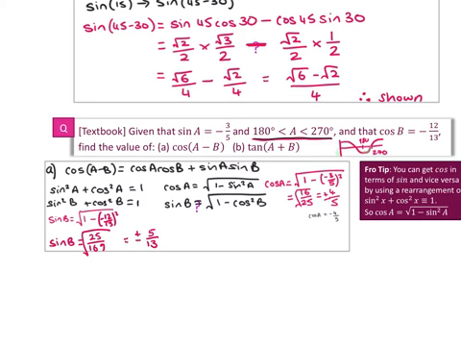Right, now let's think of the sine graph. I think the sine graph is here. This is 180. Here is 270, okay? And if we look at the graph, between 180 and 270 is a negative value, okay? So we're going to take the negative value.